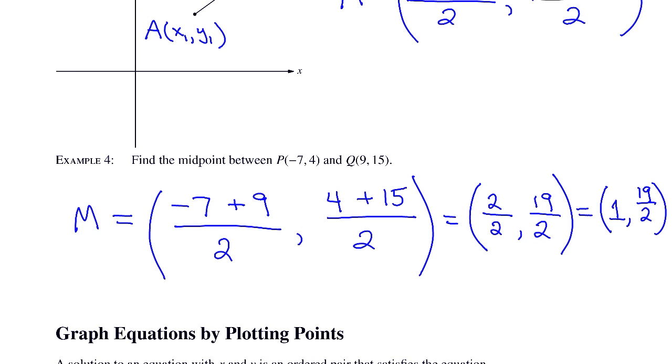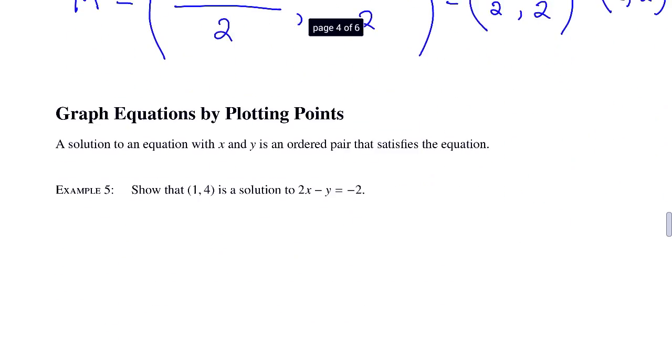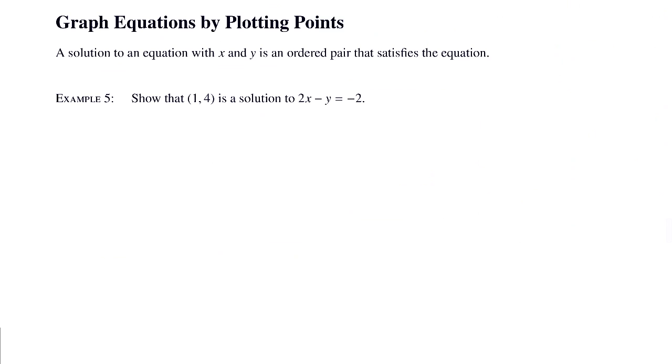Let's take a look at graphing equations by plotting points. So the first thing to note is that a solution to an equation with x and y is an ordered pair that satisfies the equation. In other words, you should be able to check the x and the y in the equation and make sure that both sides are equal.